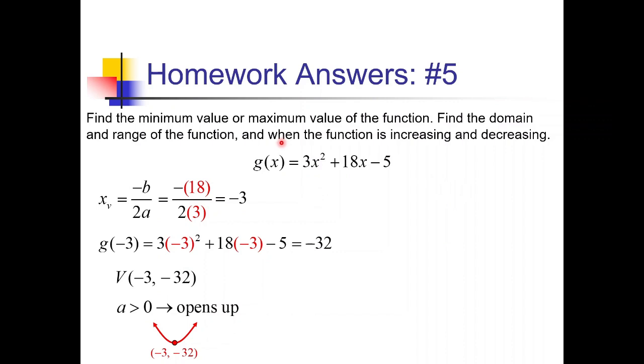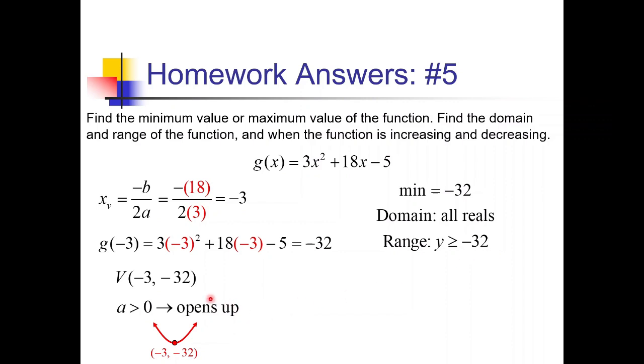For max versus min, well, we're at the bottom of the parabola, so we definitely have a min, and the y value down there is negative 32. So we have a min of negative 32. For domain, that's always going to be all real numbers for quadratic functions. For the range, we hit all the y values that are above negative 32 or negative 32 itself. So y greater than or equal to negative 32.